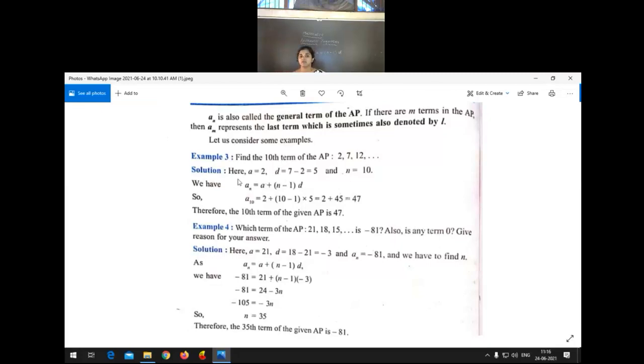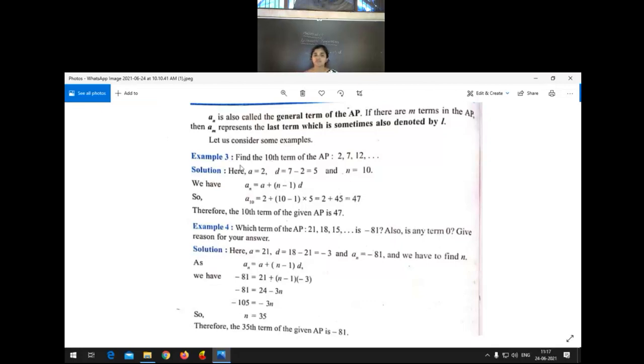The first step is to write down a. A is the first term; the first term of this AP is 2. Then we find the difference of this AP, that is 7 minus 2. The difference, you all know, is second term minus first term, or third term minus second term, the difference between a term and its preceding term. So 7 minus 2 is 5. Then n is 10, because we need the 10th term of the AP. So in place of n we put 10.